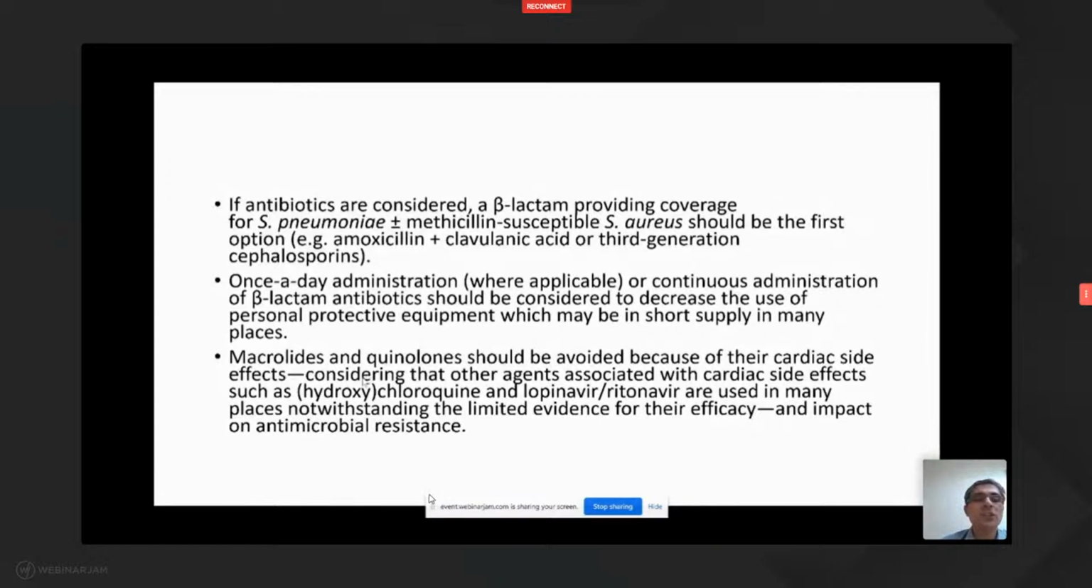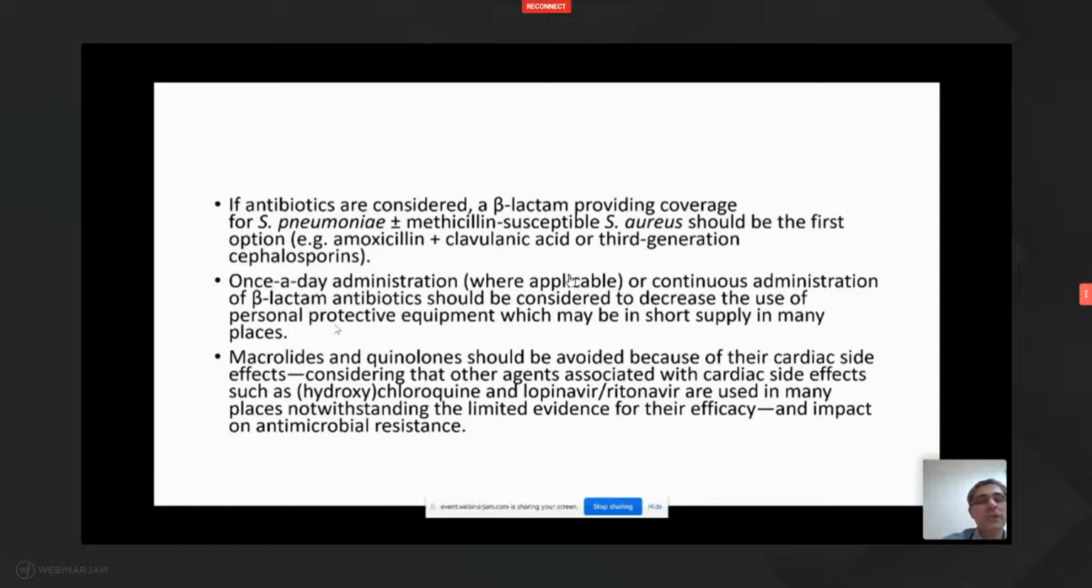A once a day administration or continuous infusion of beta-lactam may be useful, because you don't have to go in again and again for the nurses. In a lot of ICUs in the US and the West, the nurses are taking care of other patients in a regular ICU, where one of the rooms has a COVID patient and the other room has a normal patient. So every time they go in, they have to wear PPEs. To decrease the use of PPEs and the amount of time that a nurse goes in, you can actually start a beta-lactam continuous infusion for 24 hours, and that may be useful in certain situations.